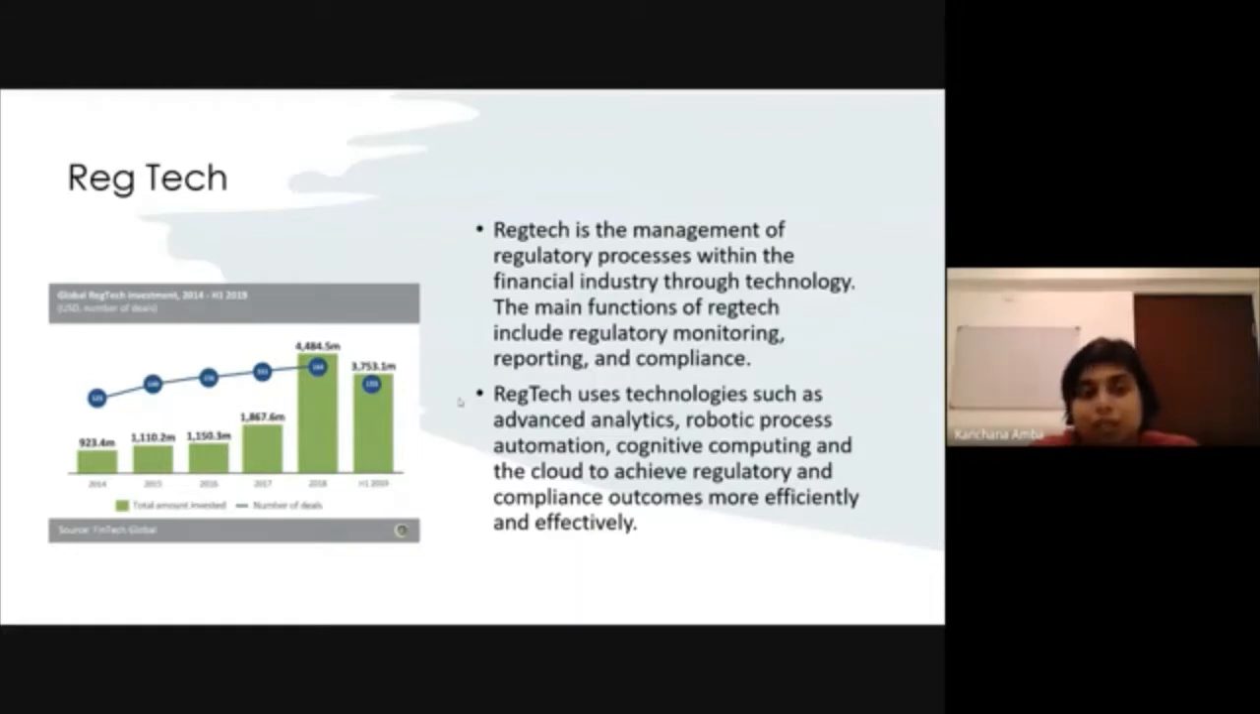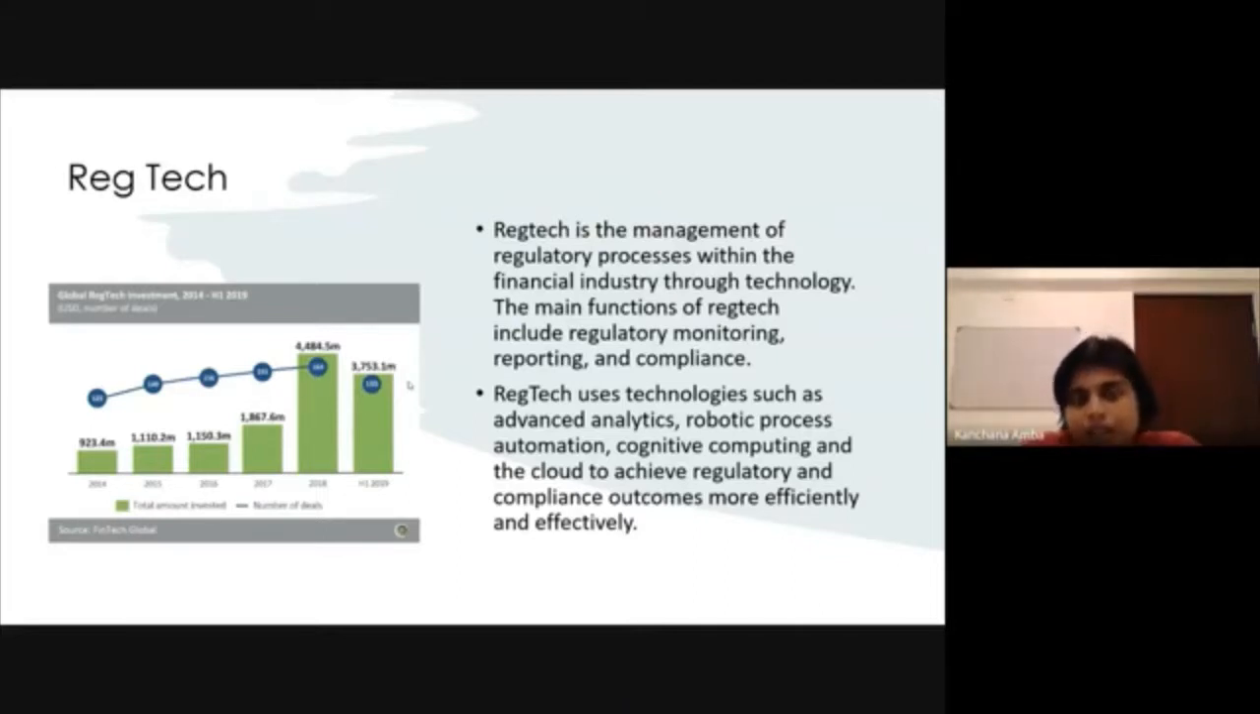RegTech is really picking up, and as you can see, look at the investment, right? The growth in investment in RegTech is really increasing, almost four times from 2017 to 2018. RegTech is the management of regulatory processes within the financial industry through technology, right?